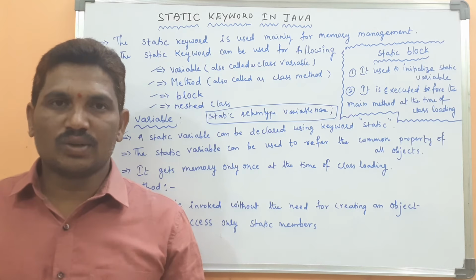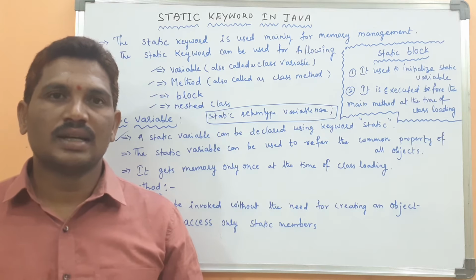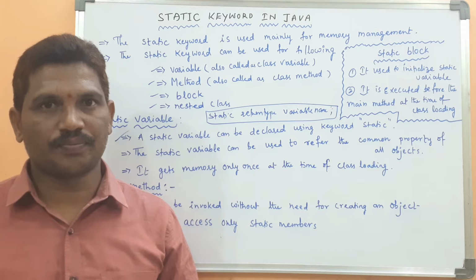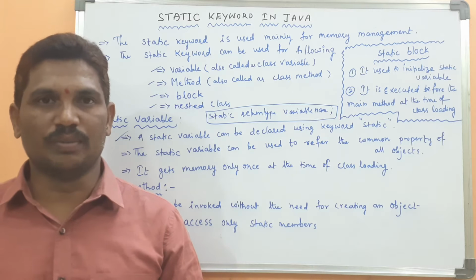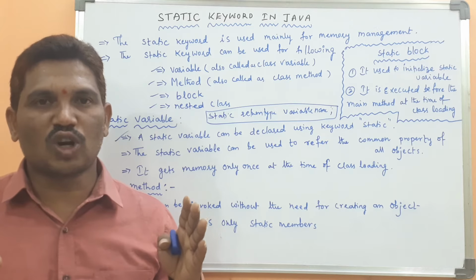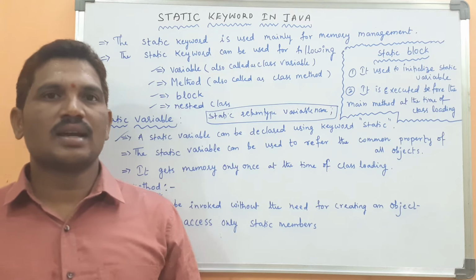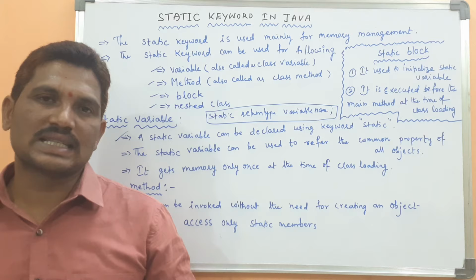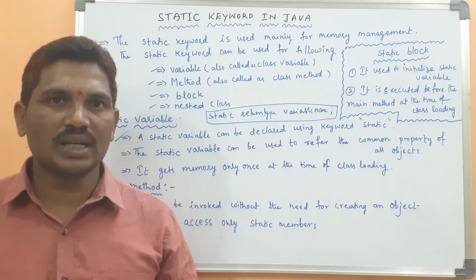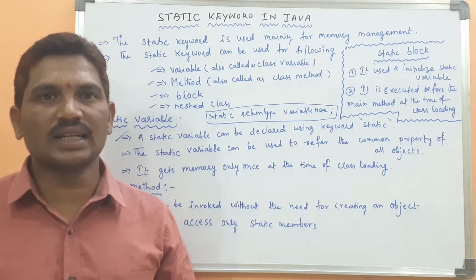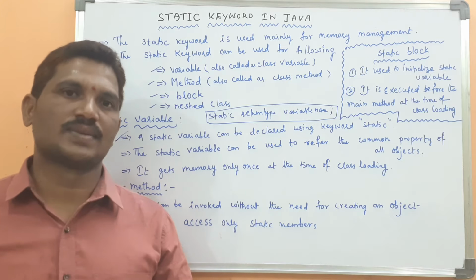Take the student example: the college is a common property of all the students. Each student has a unique ID, called the roll number. Because the college is common to all students, it can be declared as static, since the memory will be allocated only once. Otherwise, whenever an object is created for a class, memory gets allocated to that variable. If it is static, memory is allocated only once.